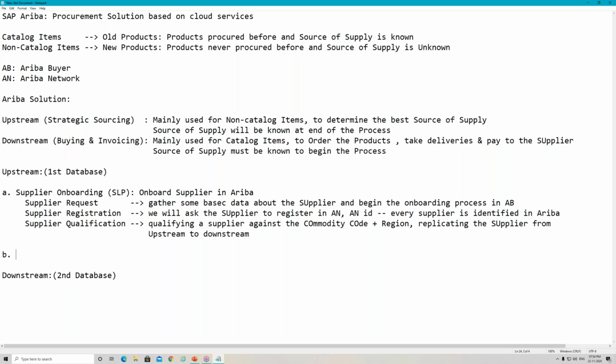So for the last one year, Ariba has changed this integration, especially the master data integration, in such a way that SLP is no more an onboarding tool. It is majorly a master data integration process. So you will see we will cover this SLP part in our integration session. Why? Because if the supplier data is not synced properly between ERP and Ariba, your whole transactional data integration, whether upstream or downstream, will fail gloriously. Exactly. So that is why we will do this SLP part in our integration session.